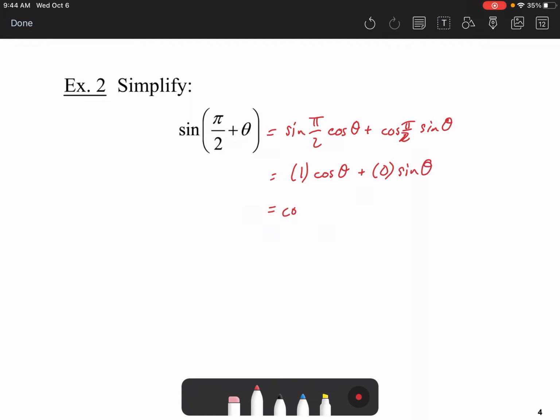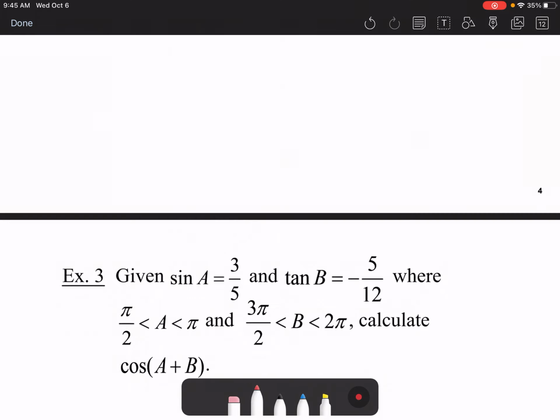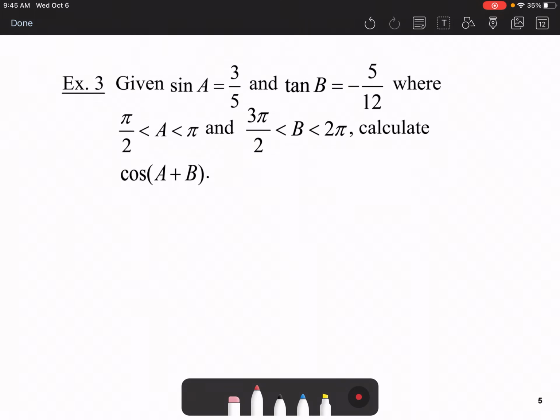So this can simplify this expression into cosine theta. So sine of pi over 2 plus theta is equivalent to cosine theta. You can even use this in order to solve problems when given just specific trigonometric ratios.